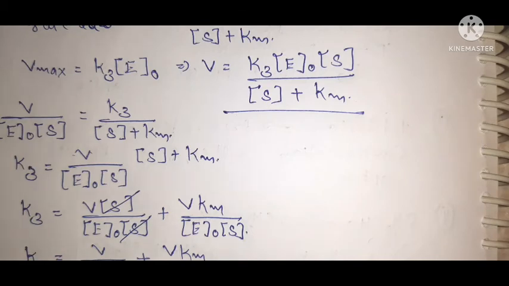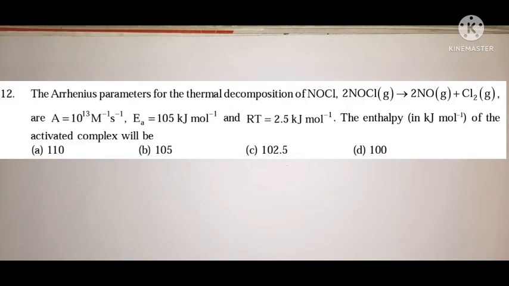The next question is question number 6, which is coming in December 2012 edition. Okay, this is the only question which is coming in December 2012 edition from chemical kinetics topic. So let's see the question, friends. It says the Arrhenius parameters for the thermal decomposition of NOCl and this reaction are given. The enthalpy of the activated complex will be, and we have 4 options.